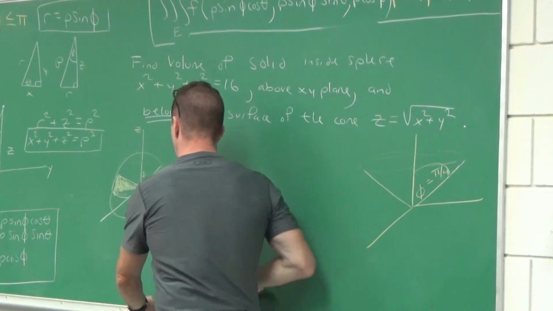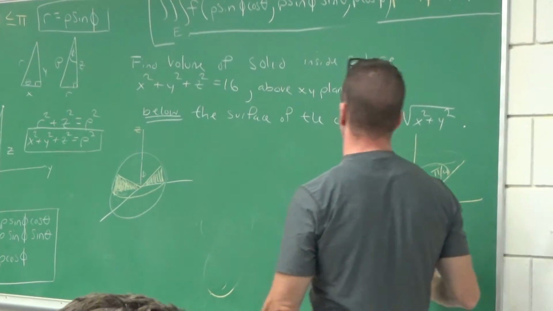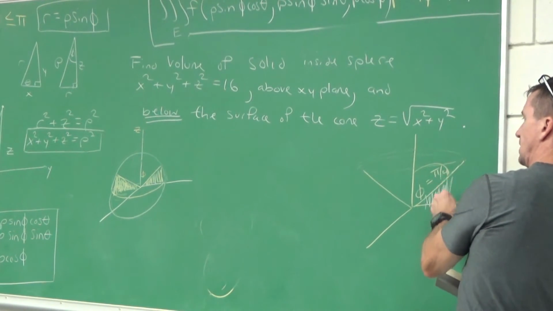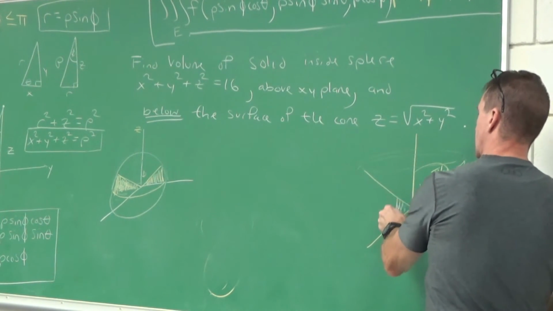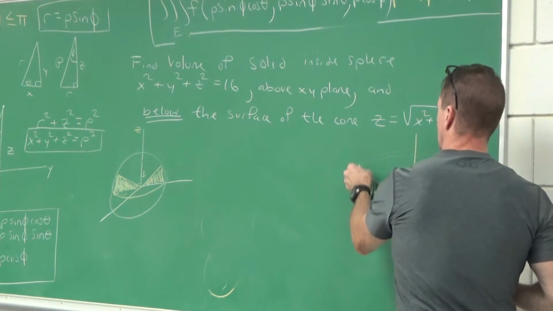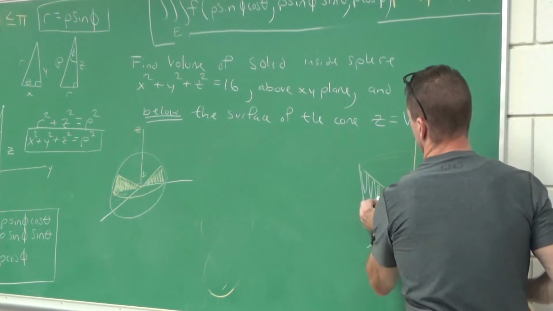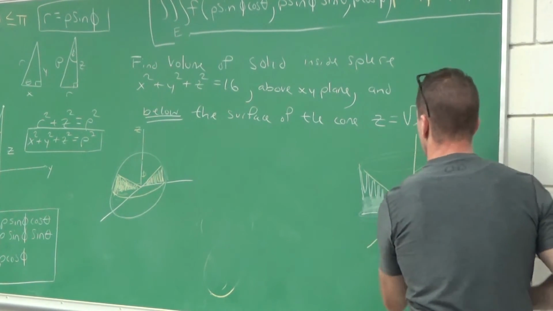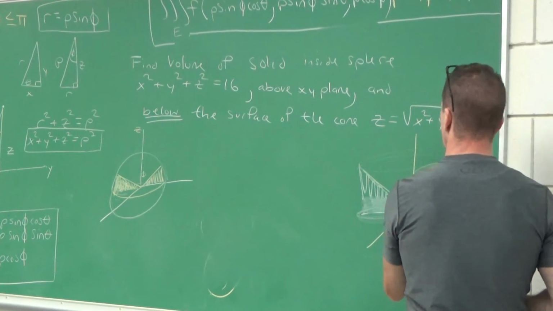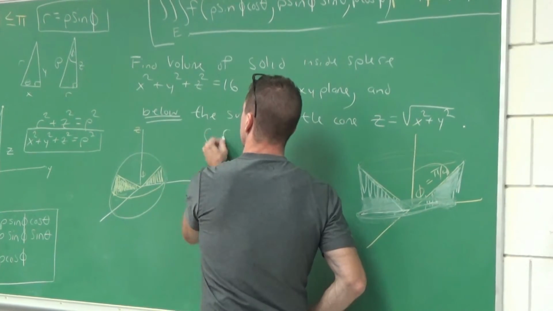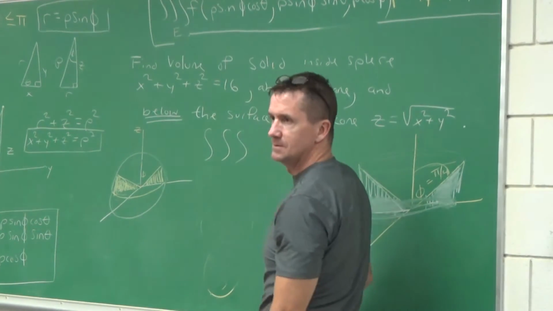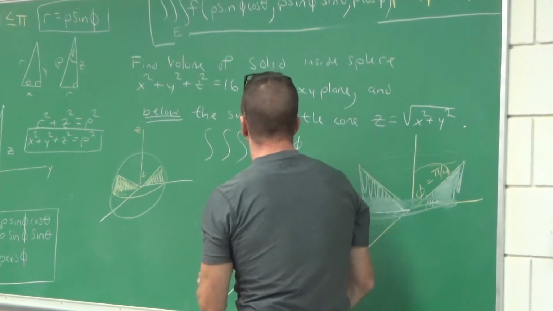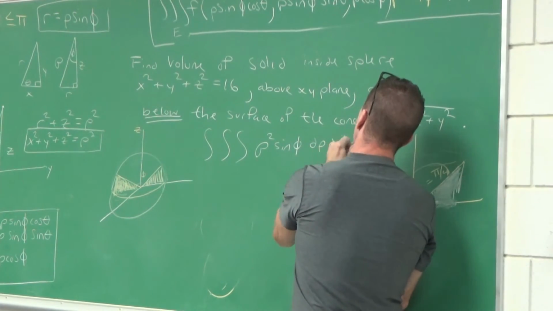Okay. Well, then we're going to go spherical on this thing. You ready? So everyone, where are we? It's in here. Below the surface of the cone, like that, all the way around, inside the sphere. So, let's go spherical. What's automatic? Rho squared sine phi d rho d phi d theta.